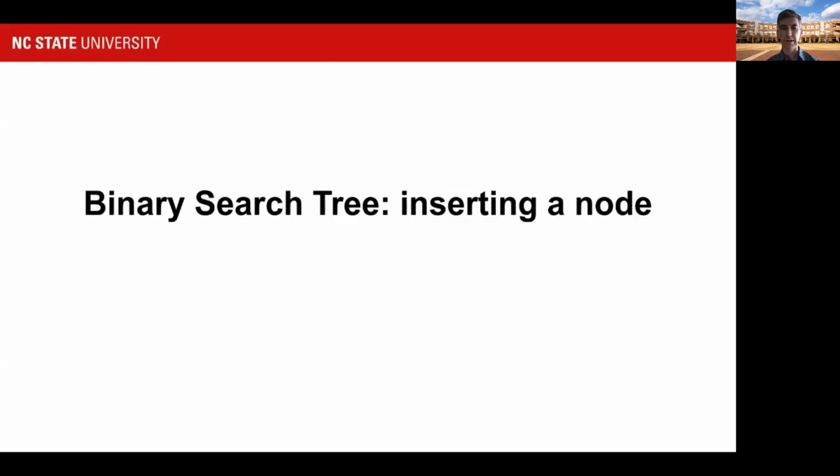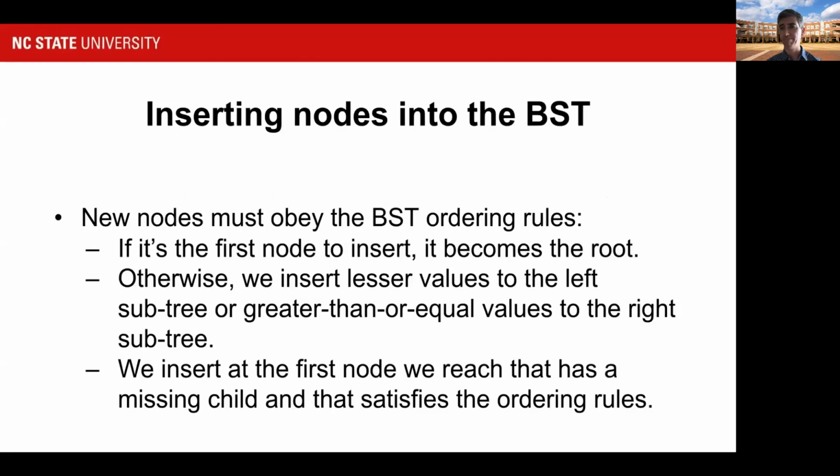Okay, so let's take a look at how we insert a node into a binary search tree. Inserting a node is actually a lot like searching for a node. What we know is that when we insert a node, it has to obey the binary search tree ordering rules. So what was that? A parent has to be greater than or equal to its left subtree and less than or equal to the nodes in its right subtree. So we have to obey that ordering when we find a place to insert.